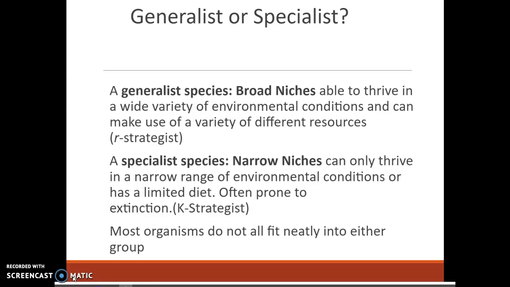Most organisms are not going to fall within just one or the other. A lot of them will overlap. Say for humans, if you think about us, we are generalists in some ways, but not in others. We can eat a lot of different things, but we can't live in a lot of different places, not without our own ability to make clothing and that kind of stuff.